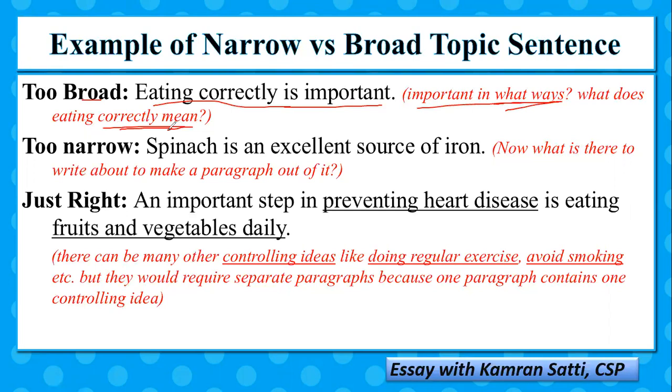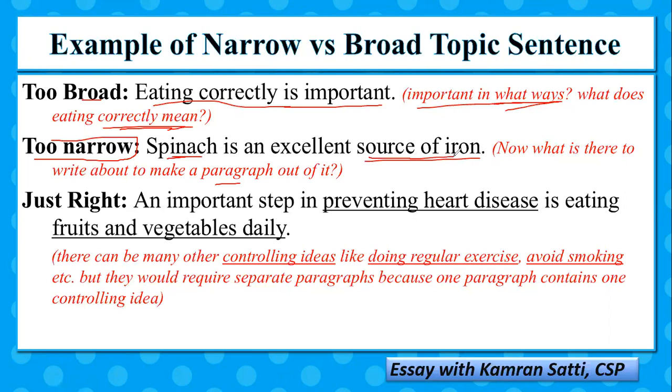Okay, it doesn't convey the message, it doesn't tell the examiner what you're going to write about in a particular paragraph. Now this is an example of a too narrow topic sentence. Spinach is an excellent source of iron. Okay, now what is there to write about to make a paragraph out of it? You have already stated a fact that spinach is an excellent source of iron. Now what? The examiner knows that, okay, spinach was the topic and source of iron was the controlling idea.